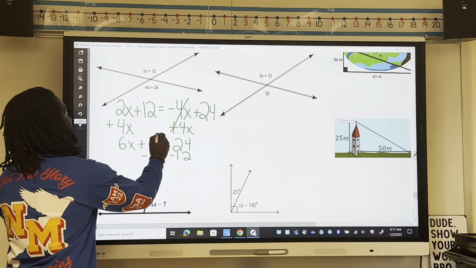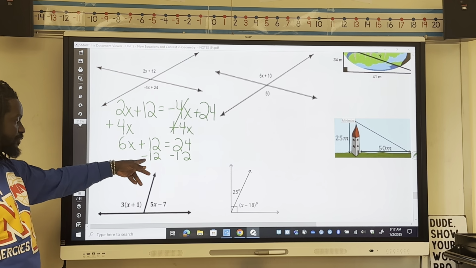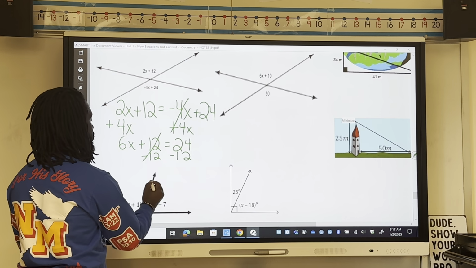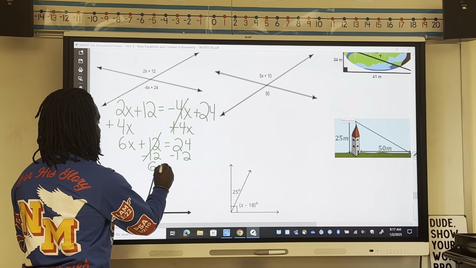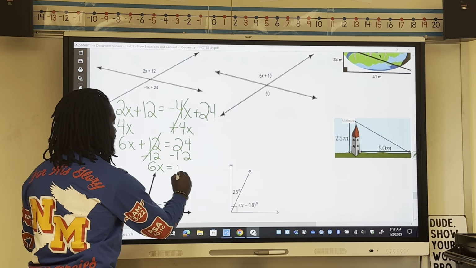Minus 12, the 12s are going to cancel because these are 0 pairs. Positive 12 and a negative 12 gives me 0 pairs. That cancels. Now I'm left with 6x equals 24 minus 12, which is going to give me 12.